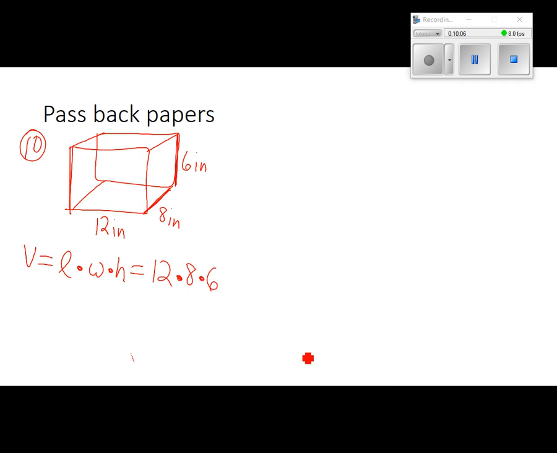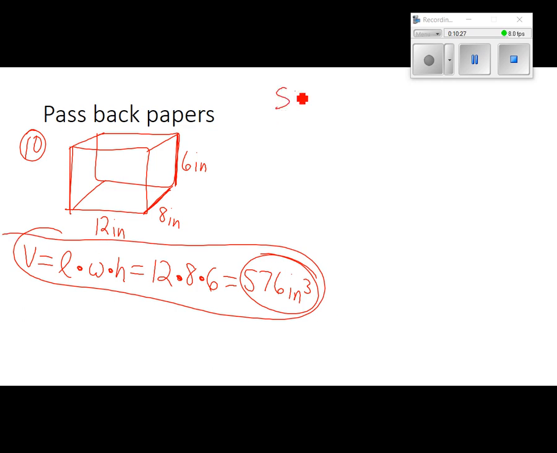576, anybody agree with that? What are our units? Inches cubed. Remember, for volume, it's always cubic inches, so inches to the third power. So that's the answer for the volume.